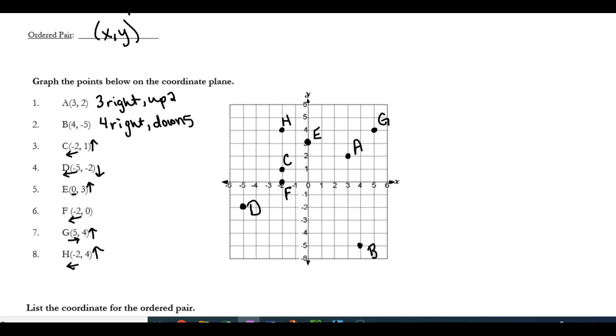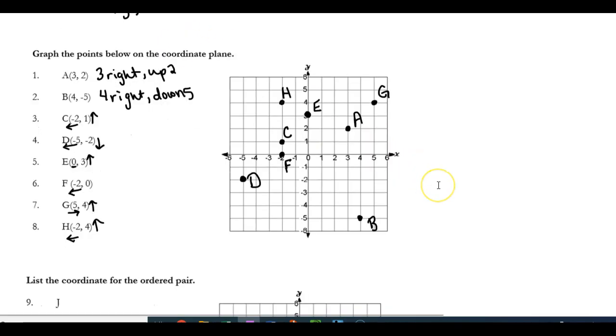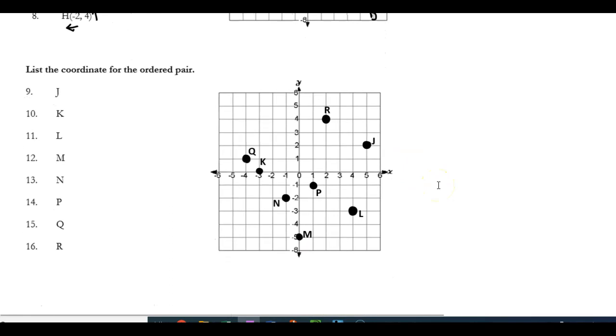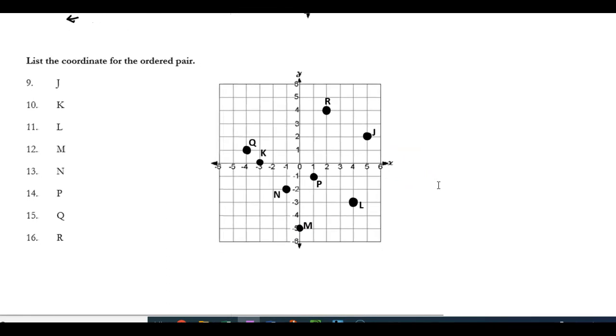And that's H. Okay? So remember, you always start at your origin. You go left or right first, and then you go up or down. Okay? All right, let's go to the last type of problem you're going to have. The last type of problem is where you label what the coordinate is. So J, where's J? J's right here.